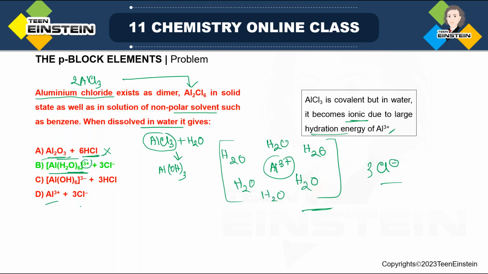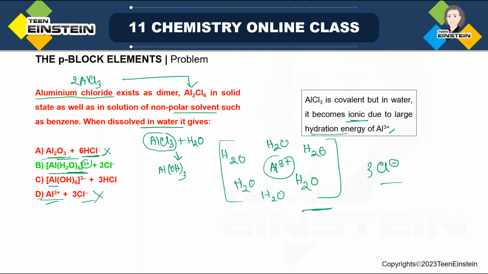And in the last option, it is simply mentioned Al3+ 3Cl minus. But see, there is no mention of water molecules. So without water molecules, the existence of Al3+ 3Cl minus is not possible, because when it is not in presence of water, it will not remain in this type of dissociated form. It is not ionic. So how can this be true?